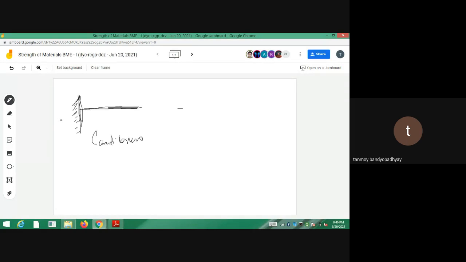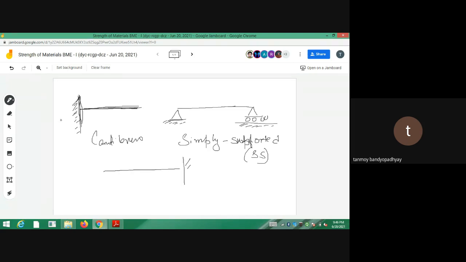Then it can be fitted like this. On one end it's fixed, so it cannot move, and on the other end there is a roller support. I'm putting some rollers here. This is known as a simply supported or SS beam. And then you can have a beam that is fixed at both the ends. So it is fixed at both the ends, and this is known as a clamped beam.